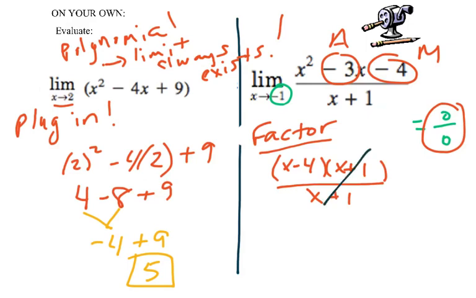The x plus 1s cancel. That leaves me with x minus 4. So this is now the new simplified version of my original function, and I am now going to reevaluate my limit using this simplified function. That was a parenthesis that was supposed to be there. So we are now simply going to replug in.